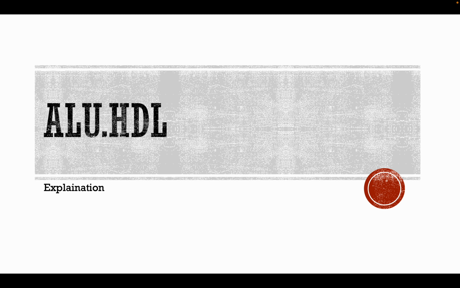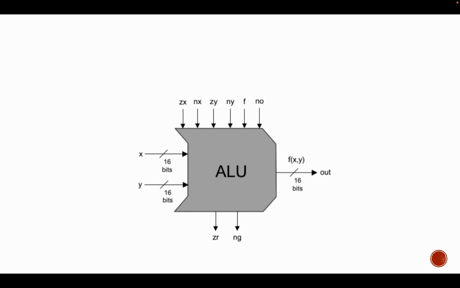So if we look at the architecture, the abstraction, this is what the ALU looks like. We have the two 16-bit inputs coming from the left. They're X and Y. X is a 16-bit input and Y is also a 16-bit input.